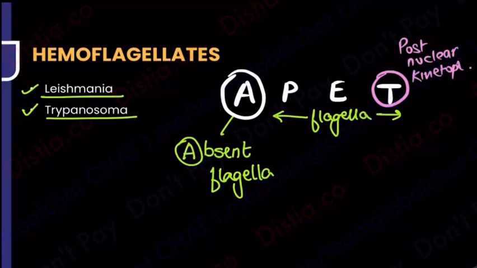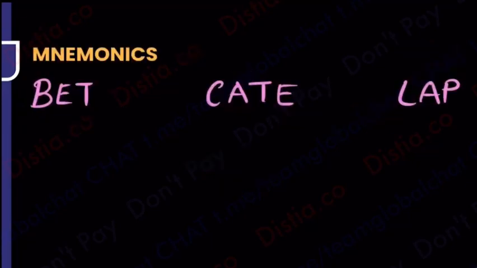Clear till now? Now you will ask me whether all of them have all of the forms. Is APET present in all Leishmanias, all Trypanosomas? No, that is the tough part. And to simplify that, I've given you a small mnemonic. You will realize in microbiology, we have a lot of cat mnemonics. This is just another cat mnemonic.